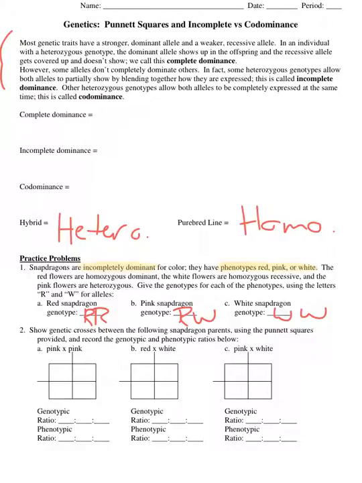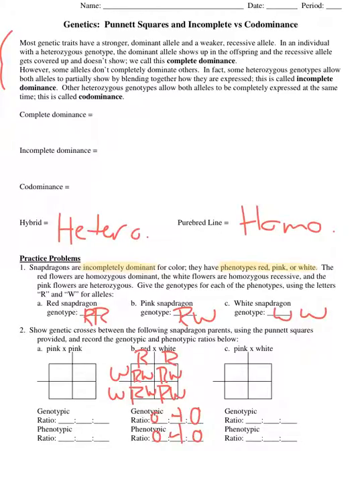Okay, so let's do one problem here together. If I blend a red and a white snapdragon, remember I keep each parent on the side, then all of my children will be pink. So I have, for a genotypic ratio, 0 RR, 4 RW, 0 WW. My phenotypic ratio, I have no red, 4 pink, no white.